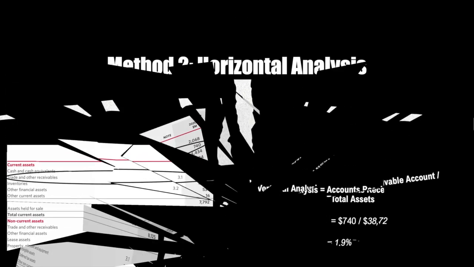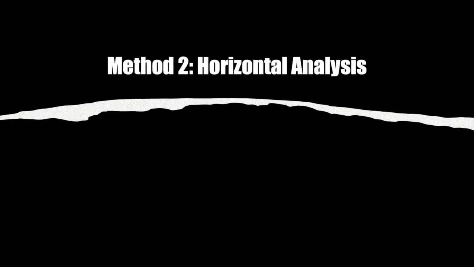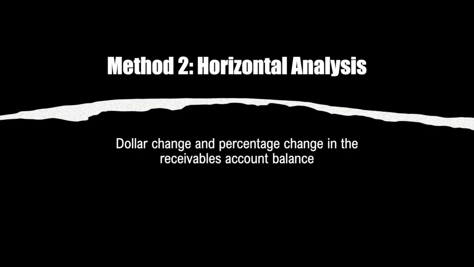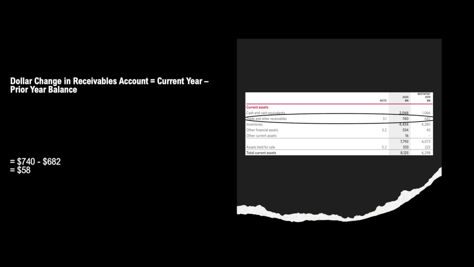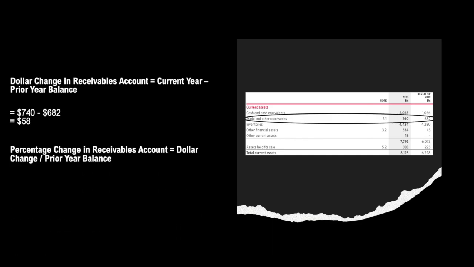Another method is horizontal analysis. Horizontal analysis calculates the dollar change and percent change in the receivables account balance from the current year and previous year values. So for Woolworths Groups, you would minus $682 million from $742 million to find the receivables account dollar change of $58 million. From there, you will take that dollar change and divide it by the prior year balance to get an 8.5% change, or simply an 8.5% increase in accounts receivable.